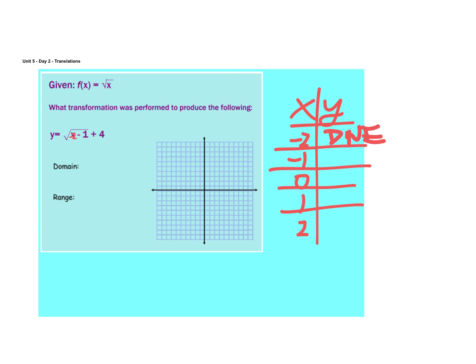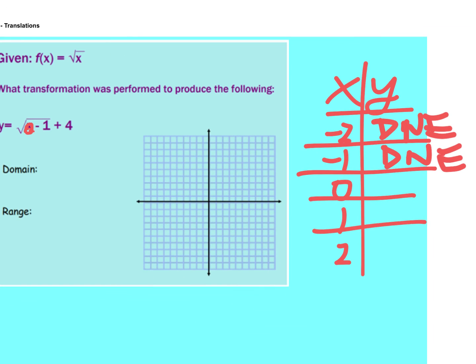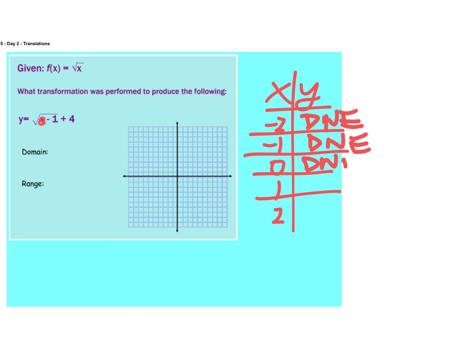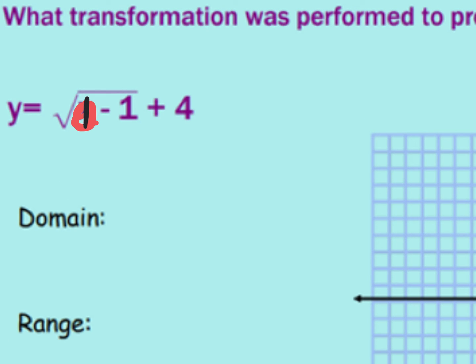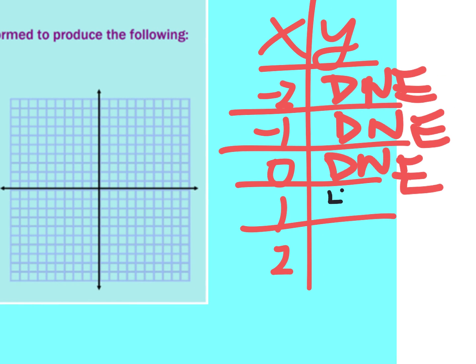What if I put in -1? It's the square root of -2. That does not exist. What if I put in 0? Then I got 0 minus 1 is -1. The square root of -1 does not exist. How about if I put in 1? Finally, something actually exists. Square root of 0, which is 0, plus 4. 0 plus 4 is 4. Finally, I got an actual point. Over 1, up 4.